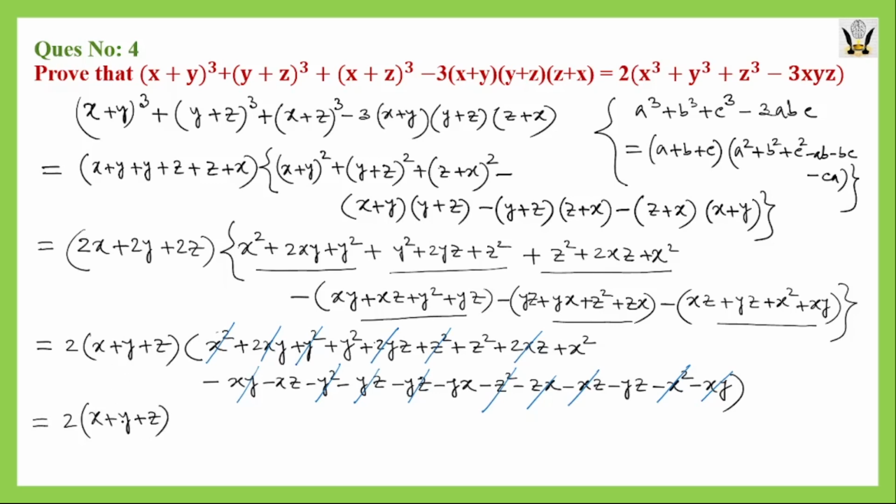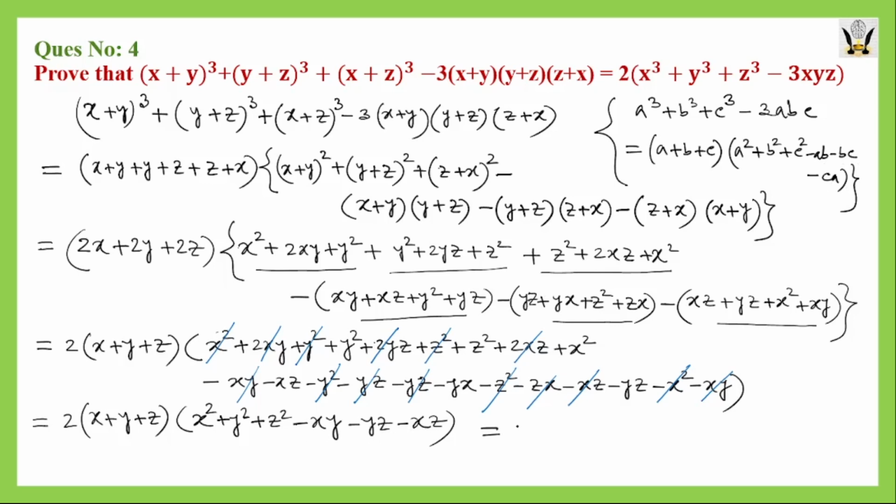So let's see what terms still remain in that expression. It will be 2 multiplied by x plus y plus z, and in the second factor we have y square plus z square plus x square. Let's rearrange this way: x square plus y square plus z square, then minus xy, minus yz, and minus xz. So again this format is matching with this identity a plus b plus c. Here we have x plus y plus z, then a square plus b square plus c square is x square plus y square plus z square, and minus ab minus bc minus ca is minus xy minus yz minus xz.